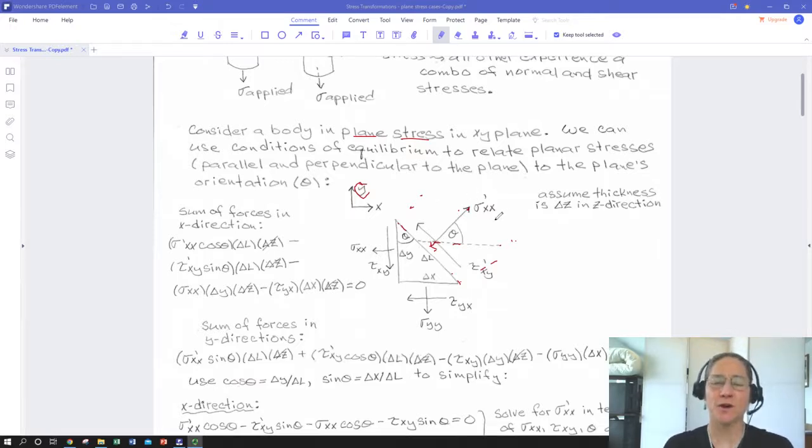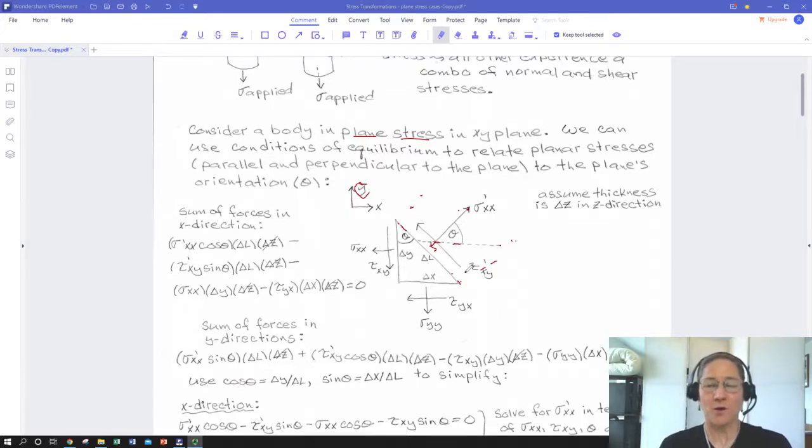So we're going to start with our sigma xx prime, the normal stress that is normal to our new plane of interest. So the component of that in the x direction is, of course, cosine theta, and then that's acting on an area that is equal to delta L in one direction and delta z in the other. So that's one force, and it's acting in the positive x.